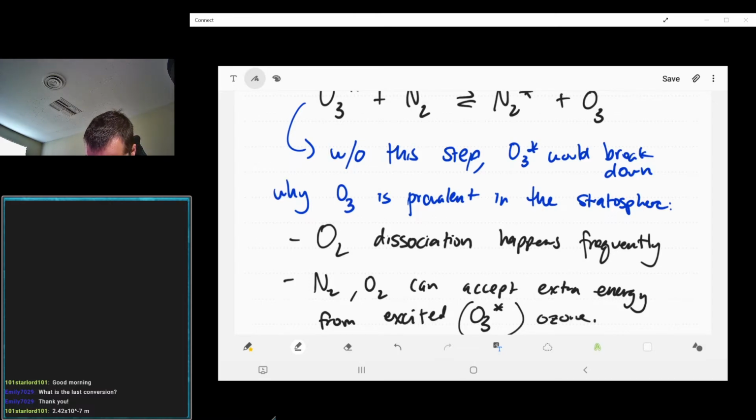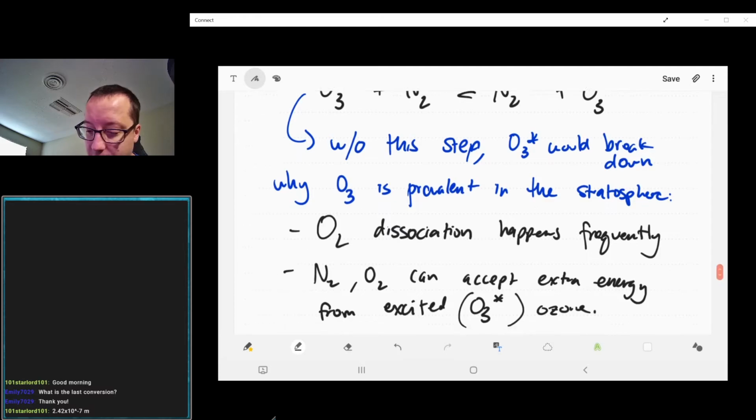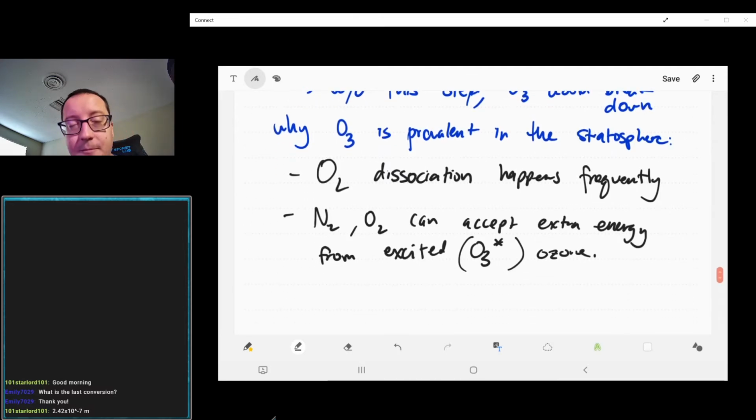Alrighty. So we're going to see that that's about 90% of the ozone. As a result, we're going to have most of our ozone in the stratosphere. And that's what forms the so-called ozone layer that helps to absorb quite a bit of the UV light that hits the Earth. Alrighty. Any questions so far on this stuff?